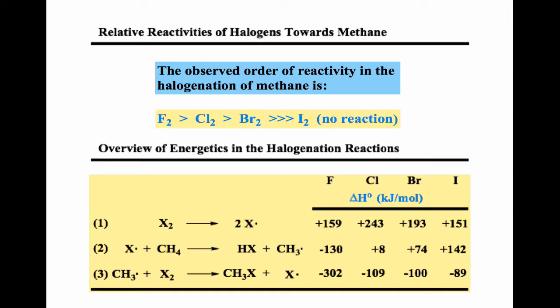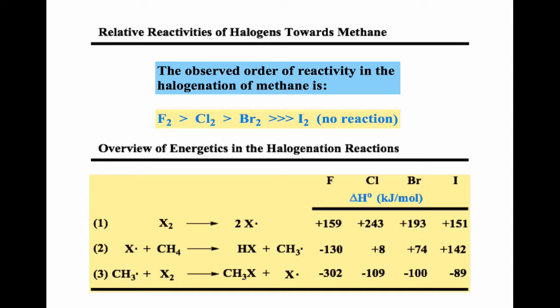So if you look at the initiation stage, it looks like we should be able to initiate a free radical iodination a lot easier than any of these others, and in fact that's true. But that's not the only step. If you look at the abstraction of the hydrogen atom, you can see that chlorine and bromine, right?